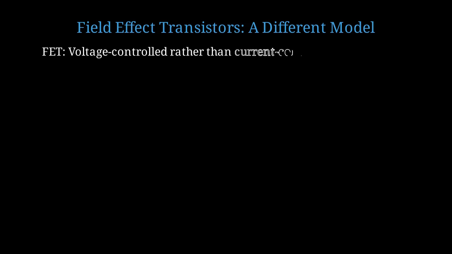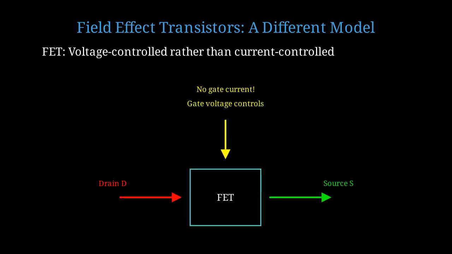The key difference is that FETs are voltage-controlled devices. The gate voltage controls the drain current, not the gate current. In fact, ideally, no current flows into the gate. A FET has a gate that controls current flow between drain and source. The crucial point is that no current flows into the gate. The gate voltage creates an electric field that modulates the conductivity of a channel.